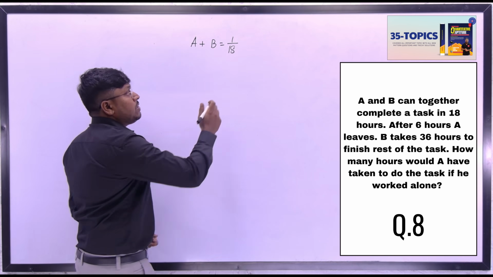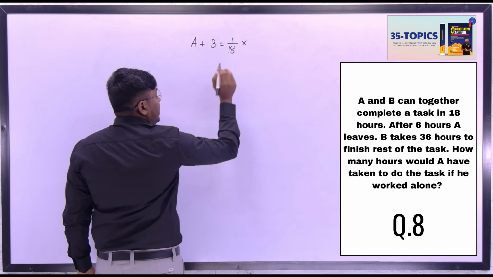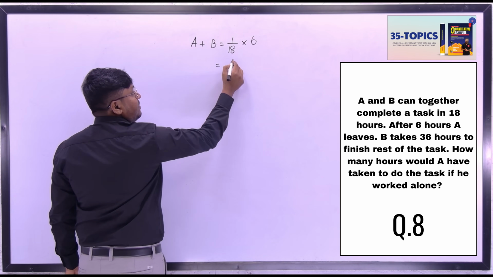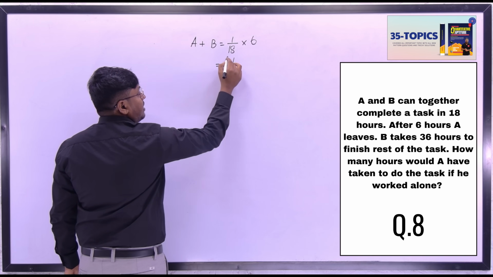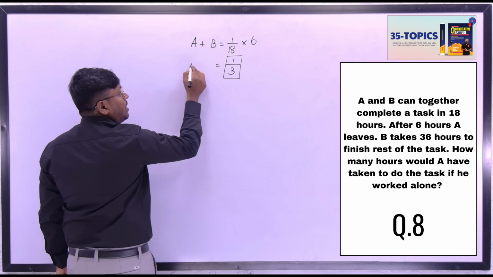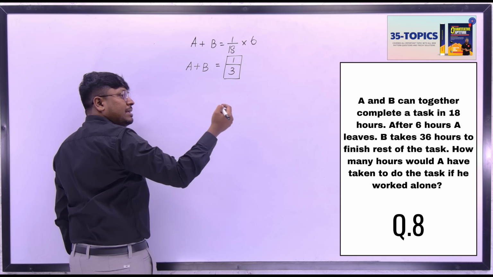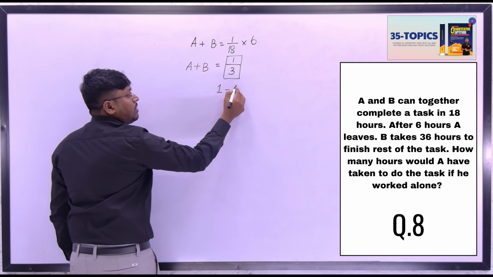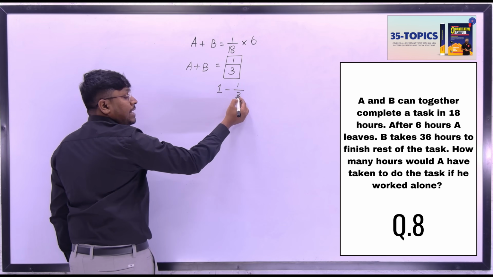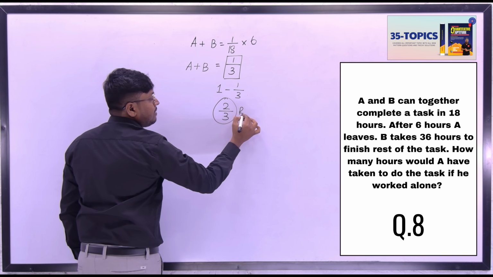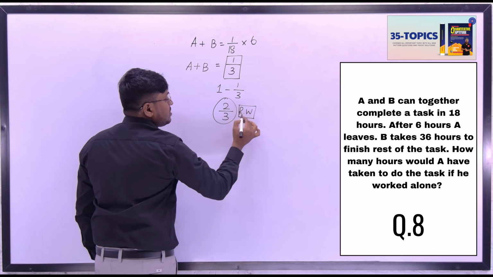So first, both persons work initially for 6 hours. So 1 by 18 into 6, the result will be 1 divided by 3. So 1 by 3 is the work completed by A and B in 6 hours. What about the remaining work? From the total work, when you subtract the work they have done, the result will be 2 by 3. So the remaining work is 2 by 3.